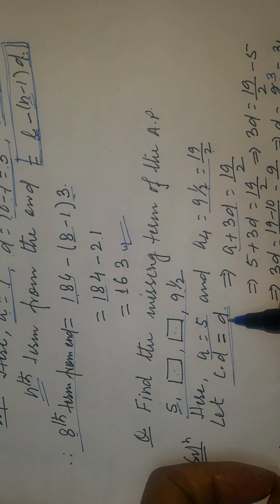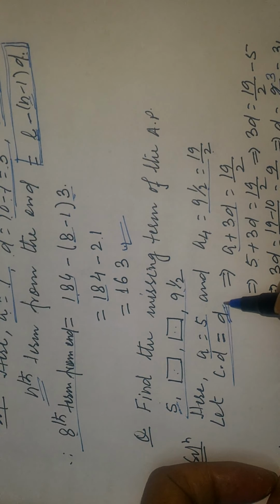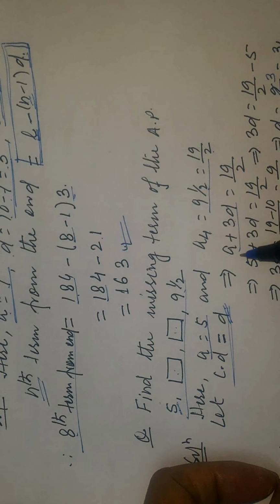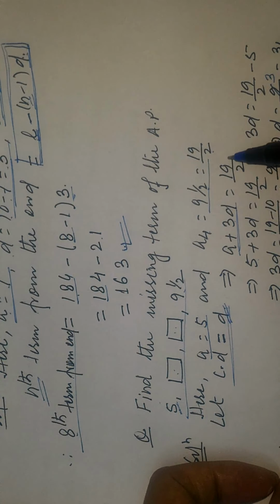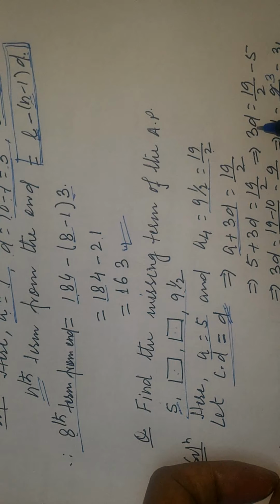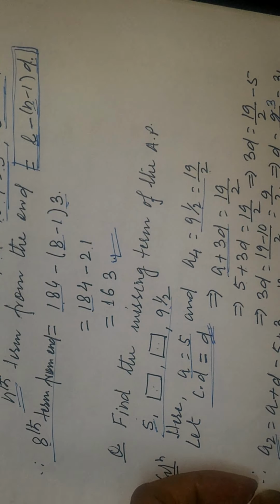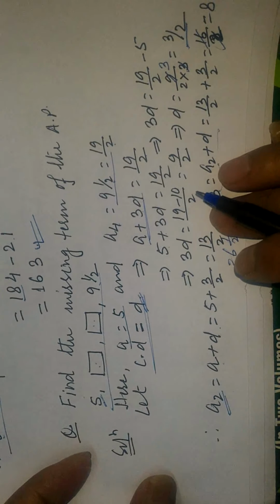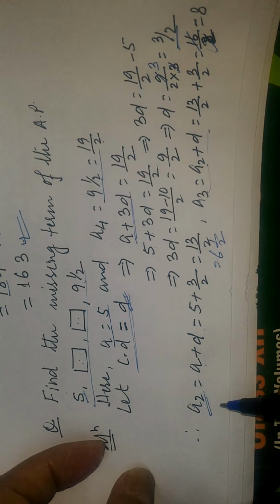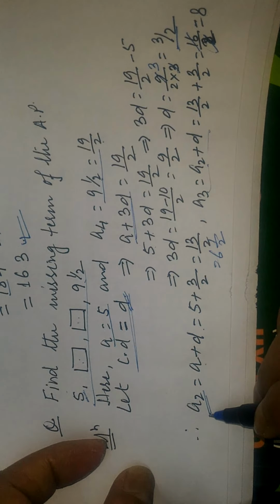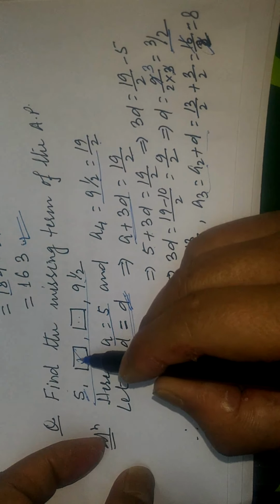So we'll assume that the common difference is d. So a4 can be written as a plus 3d, and which is 19 by 2. From here we'll simplify and get the value of d. So we are getting d as 3 by 2. After we have got d, we can find out now the missing terms. Second term, a2. We need to fill this.